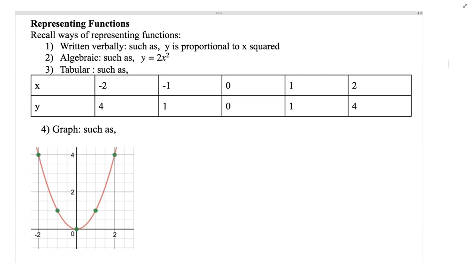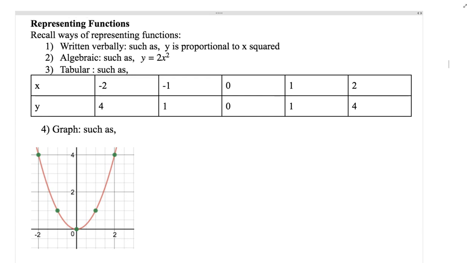In terms of representing functions, we must recall four ways of doing so. The first one is written verbally, such as writing out the words y is proportional to x squared. The second way is algebraically, such that let's write the letter y equals 2x squared.